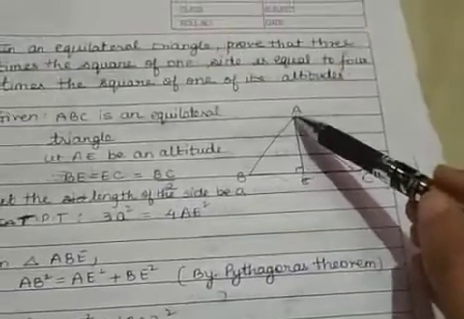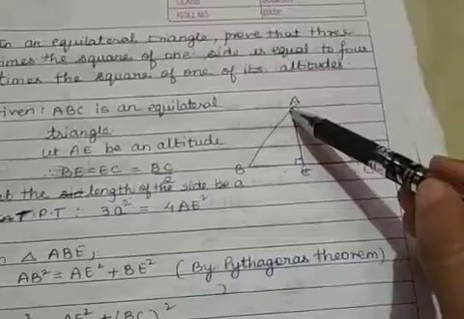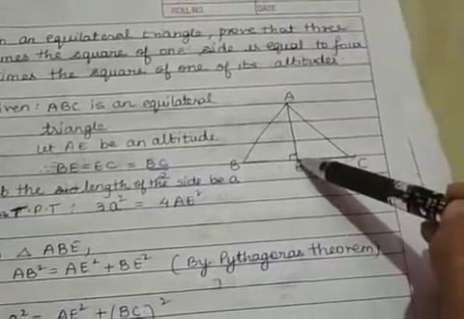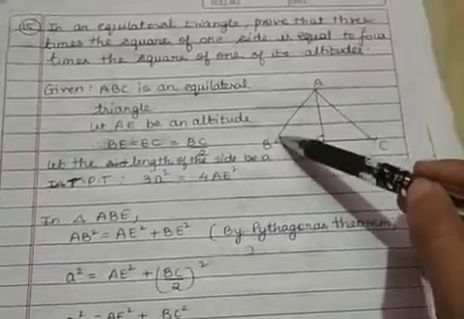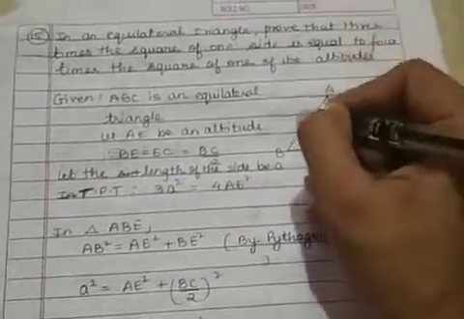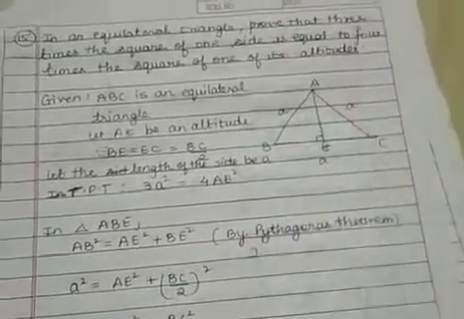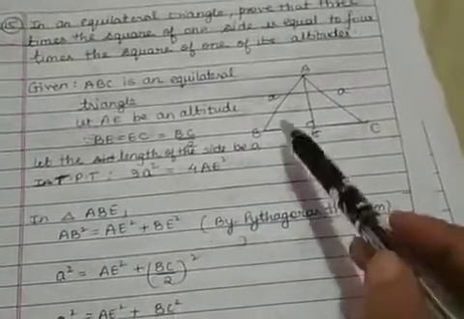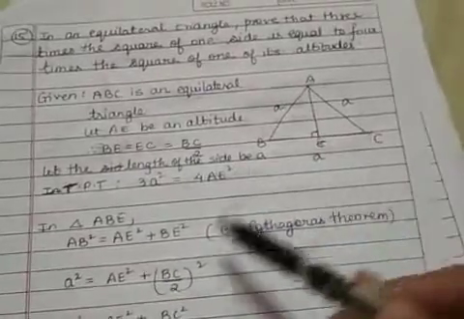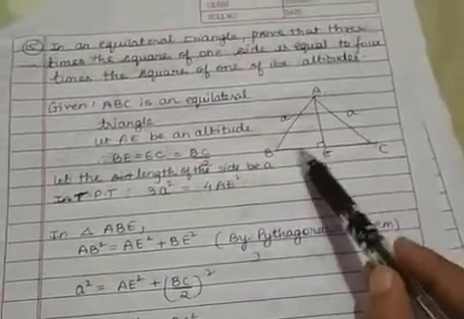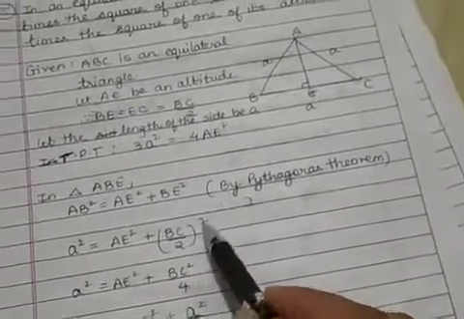So in right angle triangle ABE, we have AB square equal to AE square plus BE square by Pythagoras theorem. Now what is AB? This is one of the sides. So the length we have taken it to be a, correct? So we have here AB square as a square equal to AE square plus BE square. BE is what? BE is half of BC, so we have BC upon 2 the whole square.